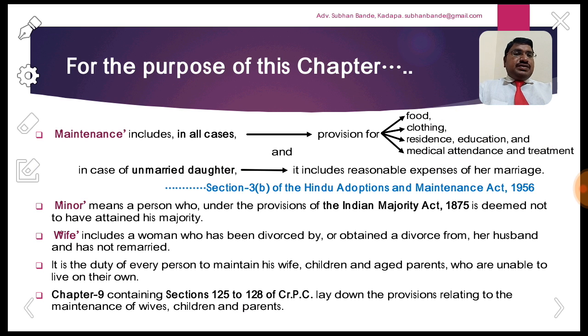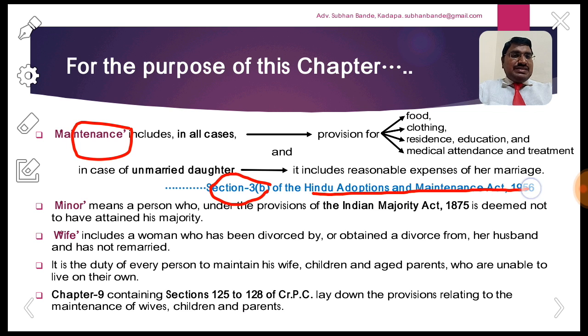The word maintenance is not defined under the Code of Criminal Procedure 1973, but the term maintenance is defined under section 3B of the Hindu Adoptions and Maintenance Act 1956. The same definition applies to the Code of Criminal Procedure 1973.